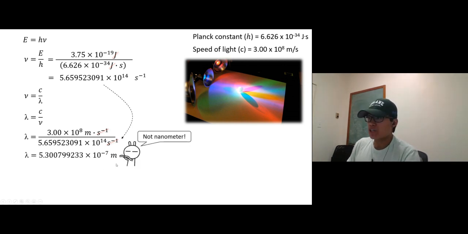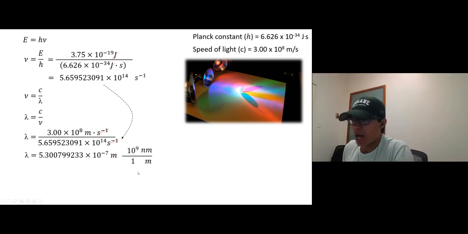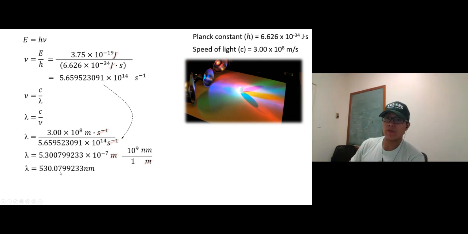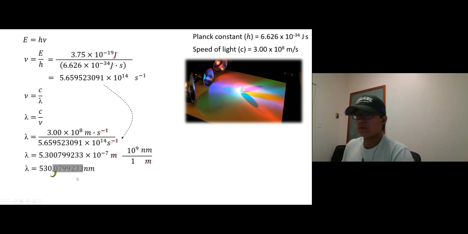Okay, not done yet. That's not in nanometers, so we have to convert that to nanometers. So put meter at the bottom, they will cancel out later. 1 here, 10 to the 9th nanometer. Meter cancels out, and you should get that number. All right, last one. So this is 3 sig figs, so only 530. Write it down.